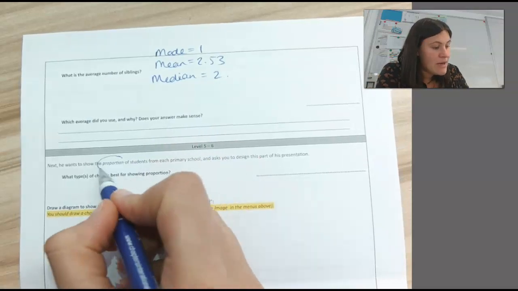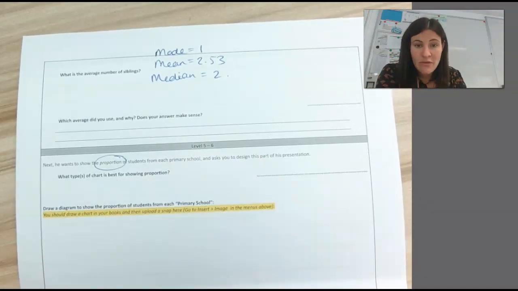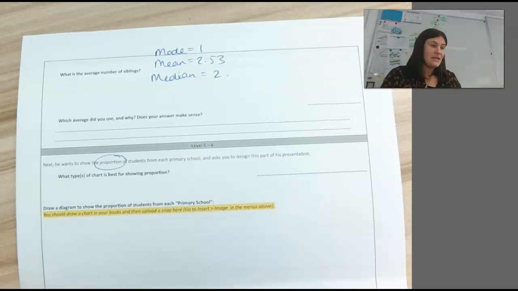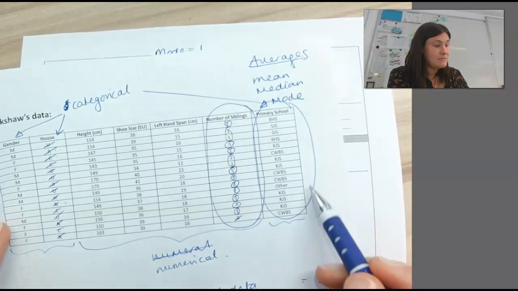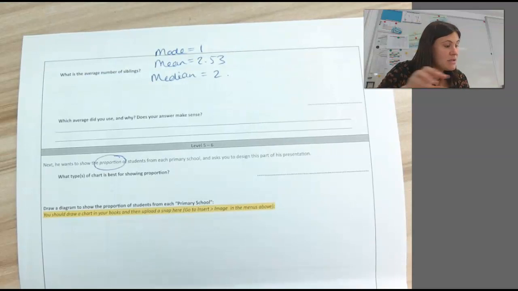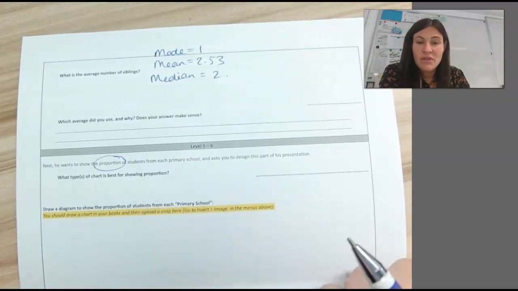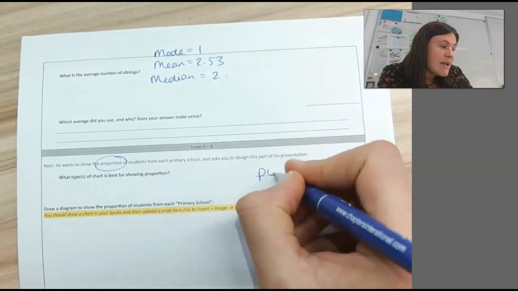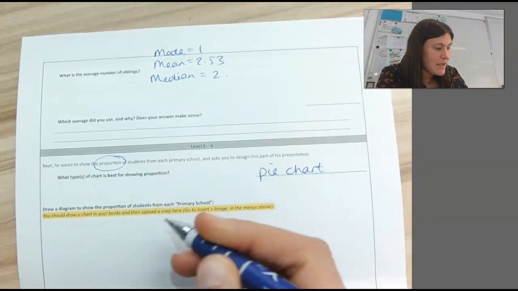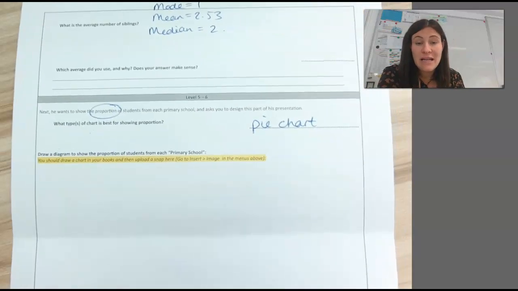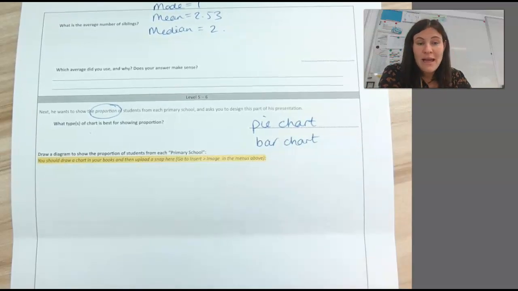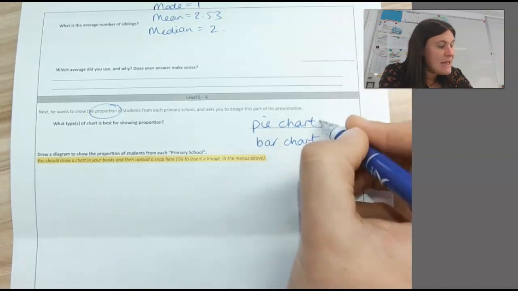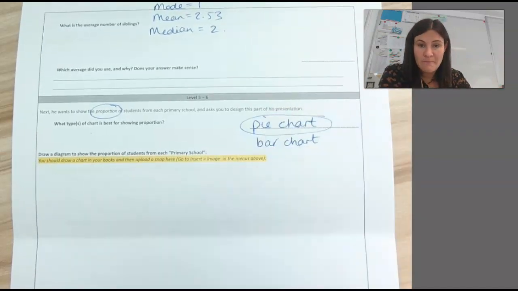Okay, moving on. Next, we want to show the proportion of students from each primary school. So now the data that we're looking at is this one. Again, it's our categorical data here, and you're asked to design a presentation. What type of chart is best for showing proportion? Pie chart is really the answer we're looking for here because we get a nice circle and it's divided up into sections. But you could also say that a bar chart would be a good one as well. Anything visual that shows different areas that we can compare. But ideally, we'd use a pie chart to show proportion.